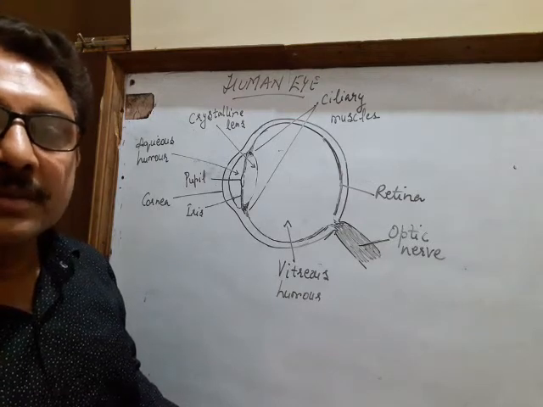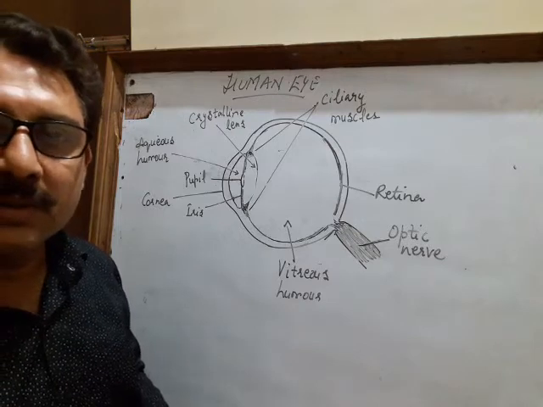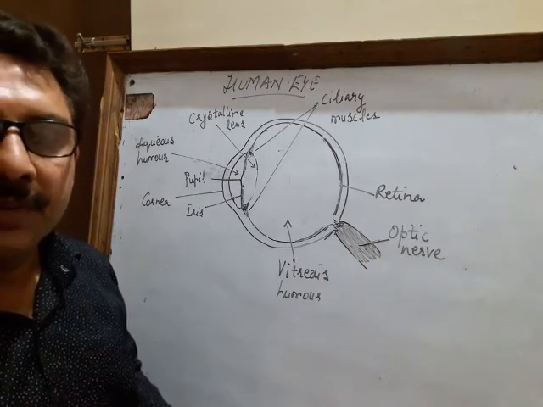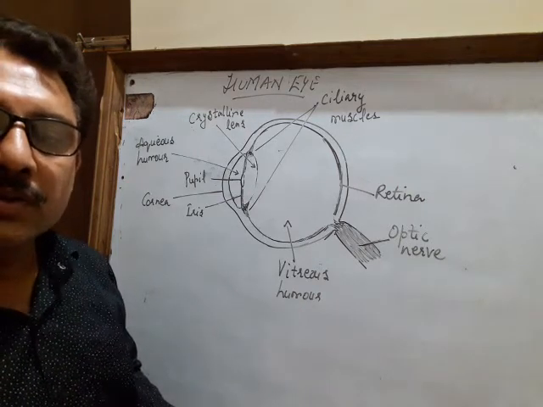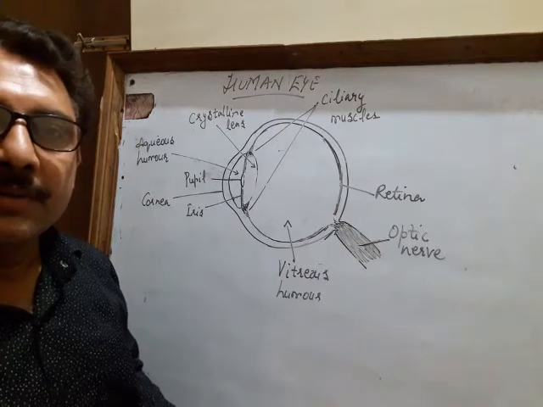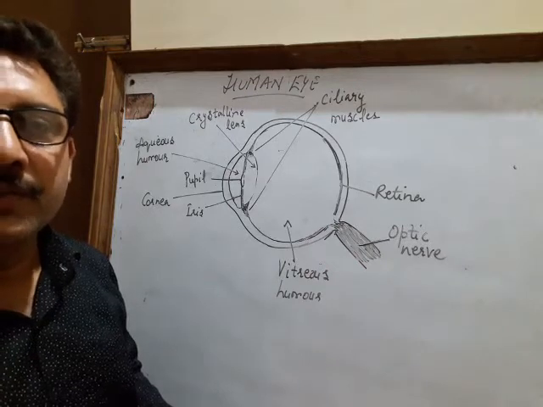As you know, what is the role of the human eye? The human eye is one of the sense organs which human beings possess. Actually, it is one of the most valuable and sensitive sense organs which helps us to see the beautiful world around us.